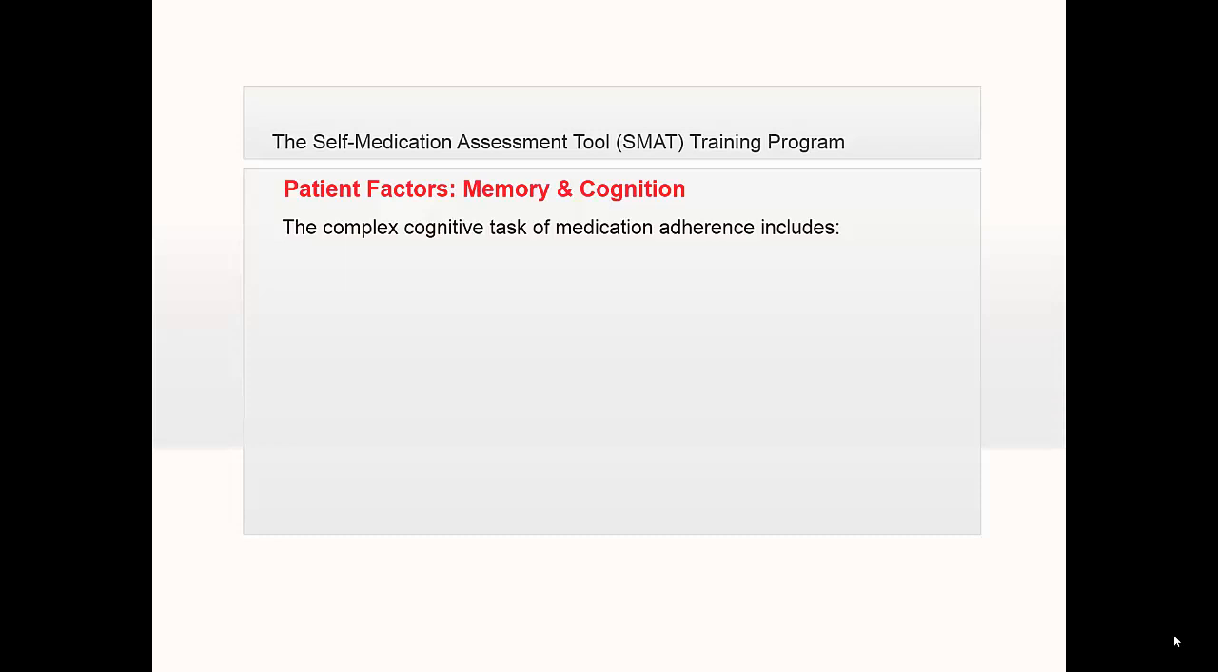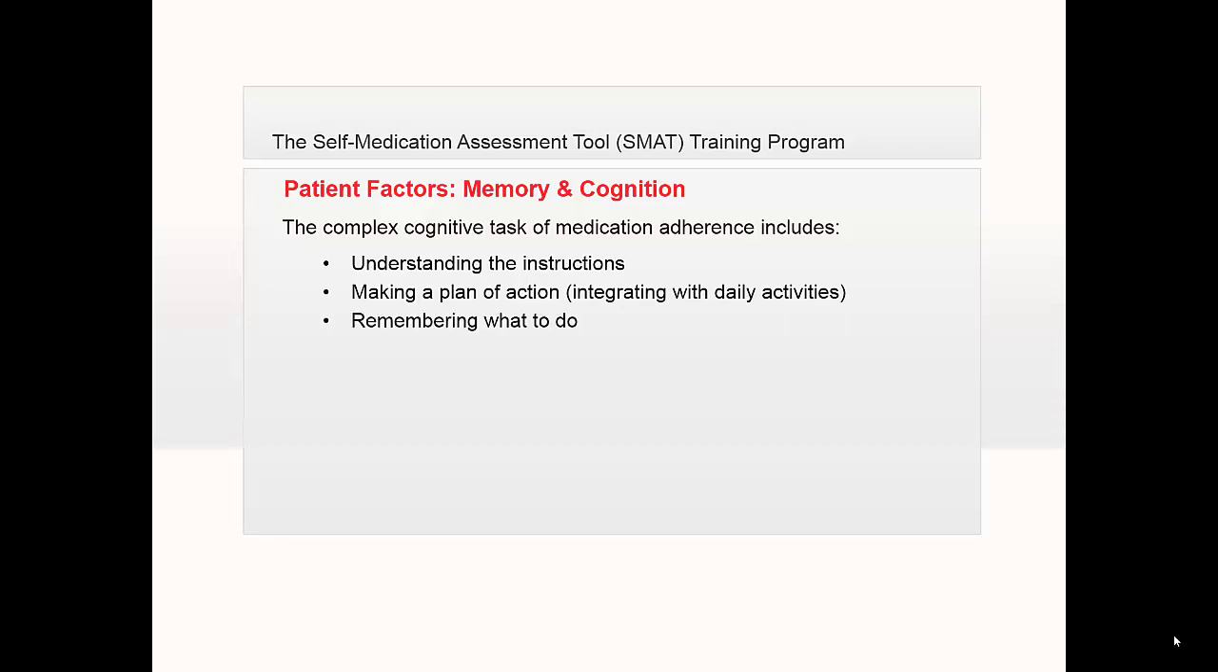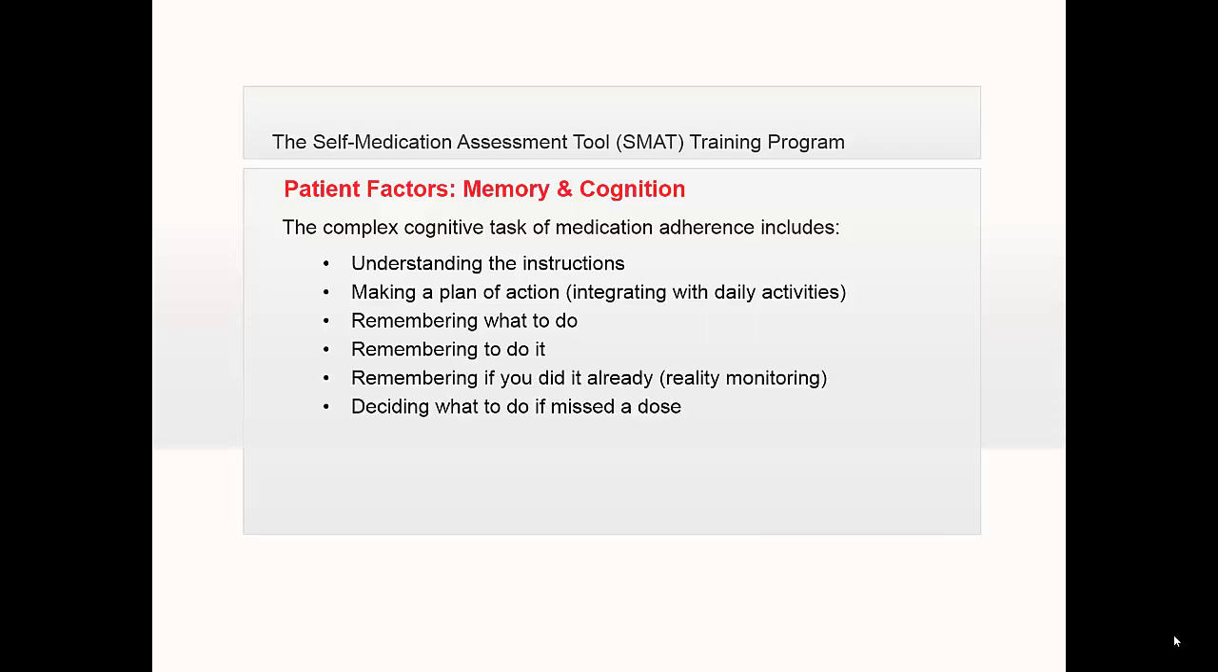Memory and cognition factors can also impact a patient's medication adherence, a complex cognitive task that includes understanding the instructions, making a plan of action, remembering what to do, remembering to do it, remembering if you did it already, deciding what to do if a dose is missed, assessing performance, and deciding if memory aids are needed.